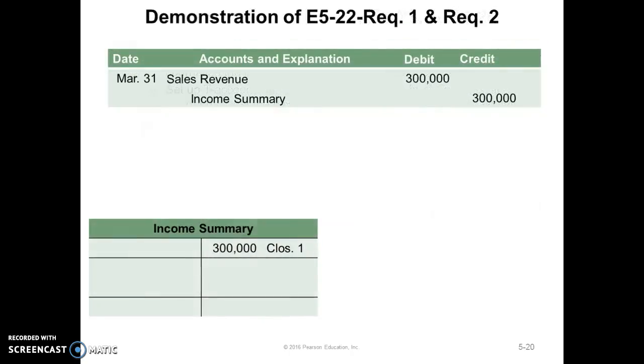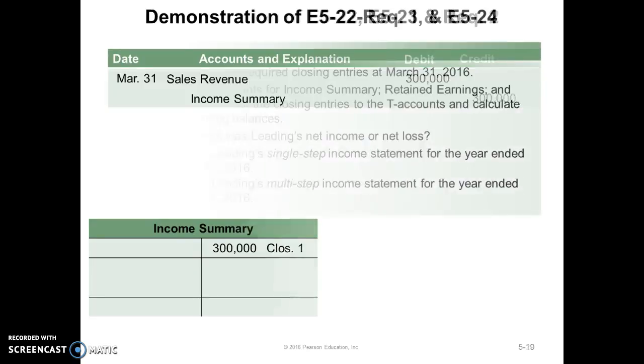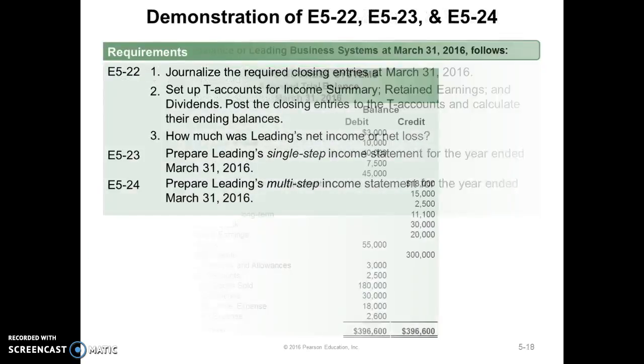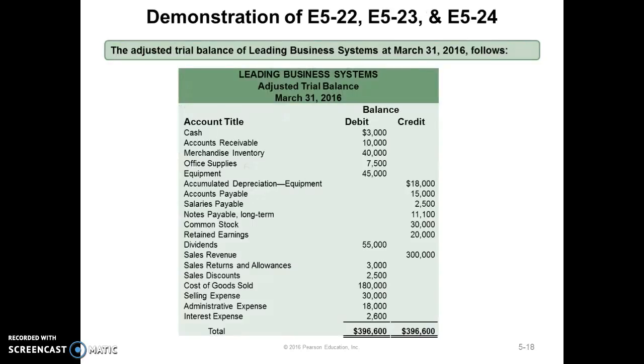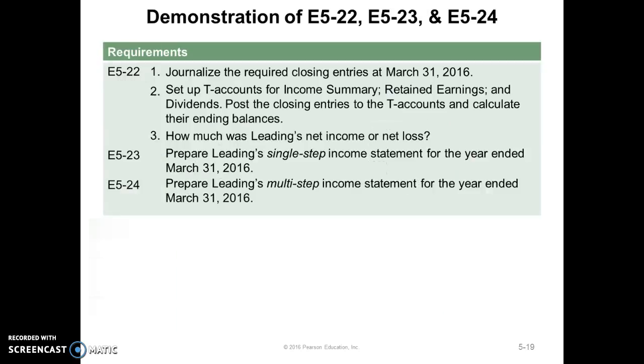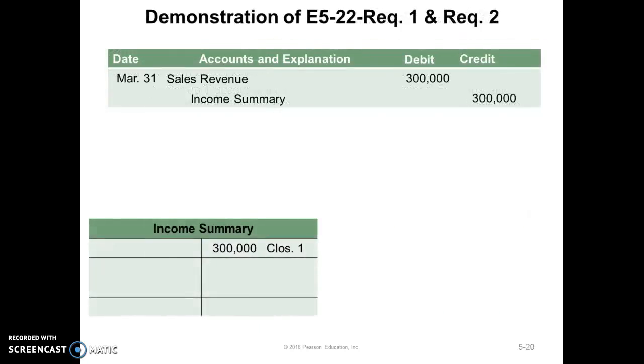So let's start with the closing entries. We had sales revenue. We know on the adjusted trial balance, we had sales revenue credit of 300,000, right? So we see that credit of 300,000 there. To close it out, closing it out just means make it zero. We have to debit sales revenue now for 300,000 and credit income summary. And you can see the T account now has a credit balance of 300,000.